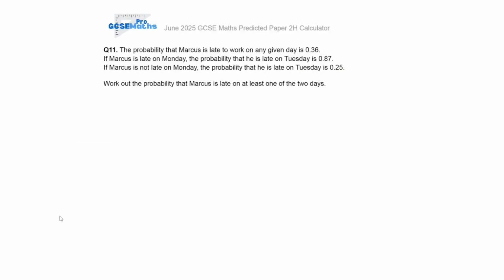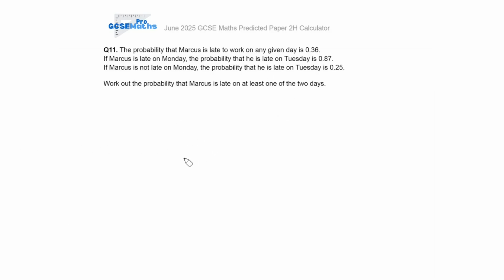Question 11. The probability that Marcus is late to work on any given day is 0.36. If Marcus is late on Monday, the probability that he is late on Tuesday is 0.87. If Marcus is not late on Monday, the probability that he is late on Tuesday is 0.25. Work out the probability that Marcus is late on at least one of the 2 days.